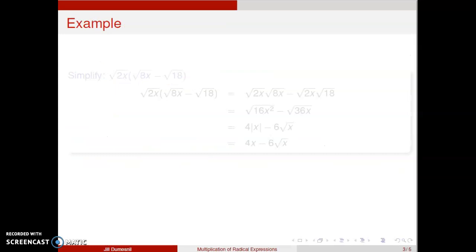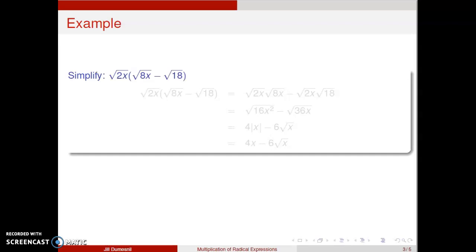Now let's look at three examples that use the distributive law in multiplication of radicals. Let's simplify the square root of 2x times the quantity square root of 8x minus square root of 18. First, we distribute the square root of 2x. Recalling that multiplication has priority over subtraction, we multiply the radicands in both terms.